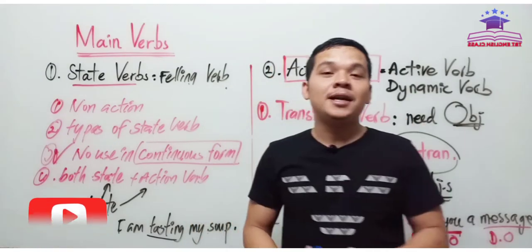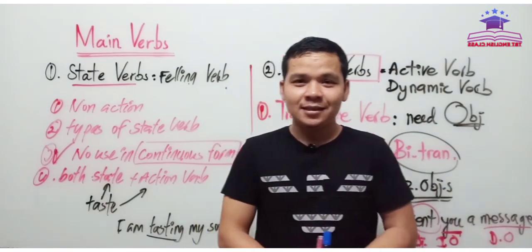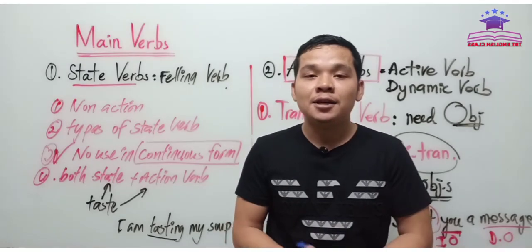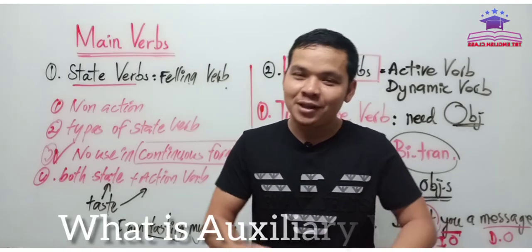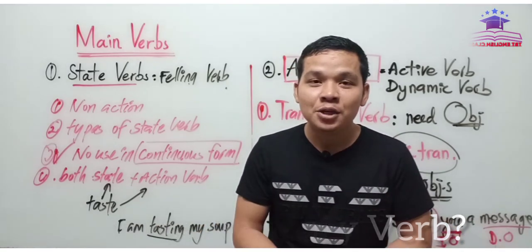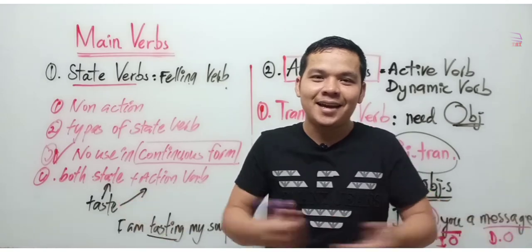Okay, so to make you clear about the verb lesson, the first part was just to let you see main verb, and after this I'm going to let you know about auxiliary verb. You will know what auxiliary verb is, how many types of auxiliary verb there are, and how we use auxiliary verb correctly.